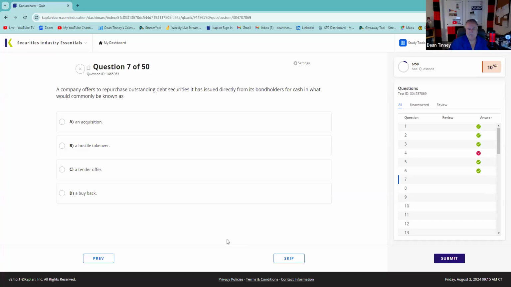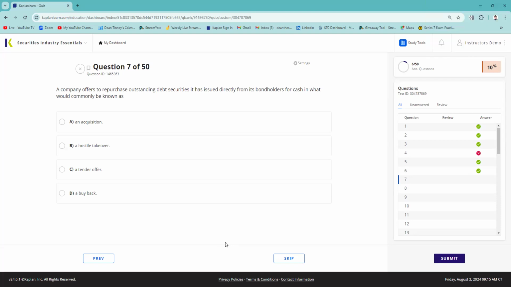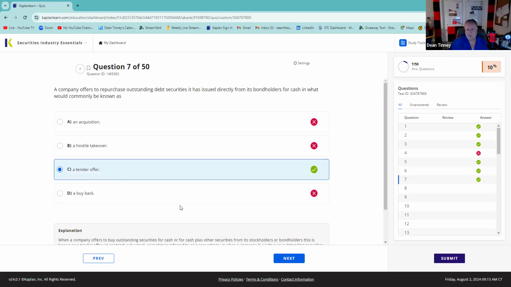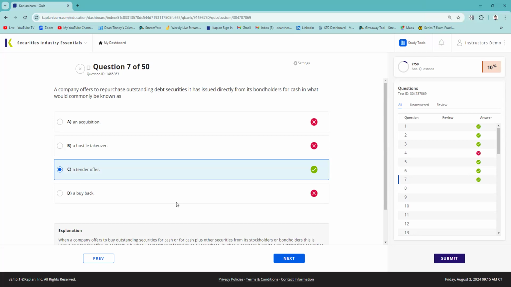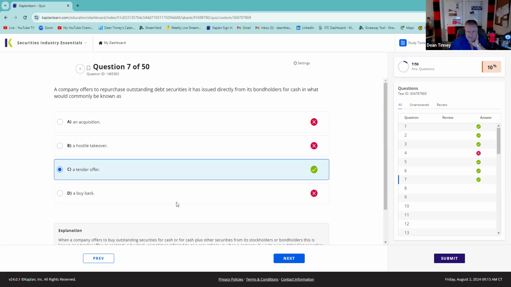A company offers to repurchase outstanding debt securities it has issued directly from its bondholders for cash. So they're making you an offer. I think I kind of gave it away. For cash, what commonly is known as a tender offer? Right on. And do you know how long that has to be open? Is it 60 days? 20 days. If the company makes you a tender offer, they have to leave it open for 20 days.